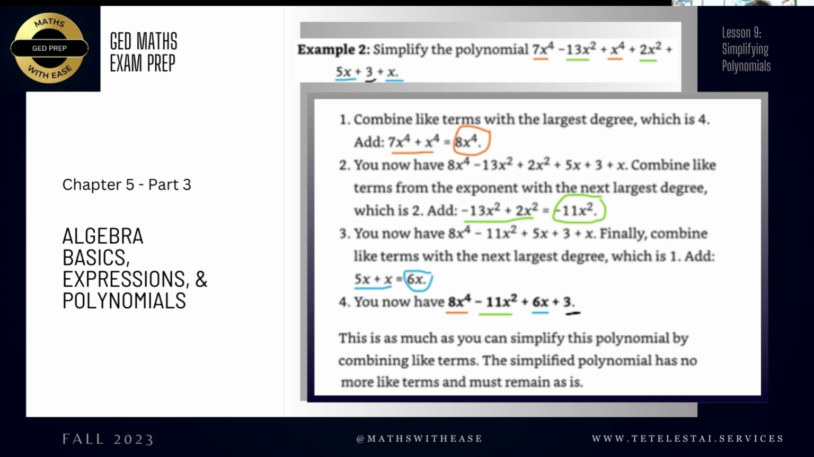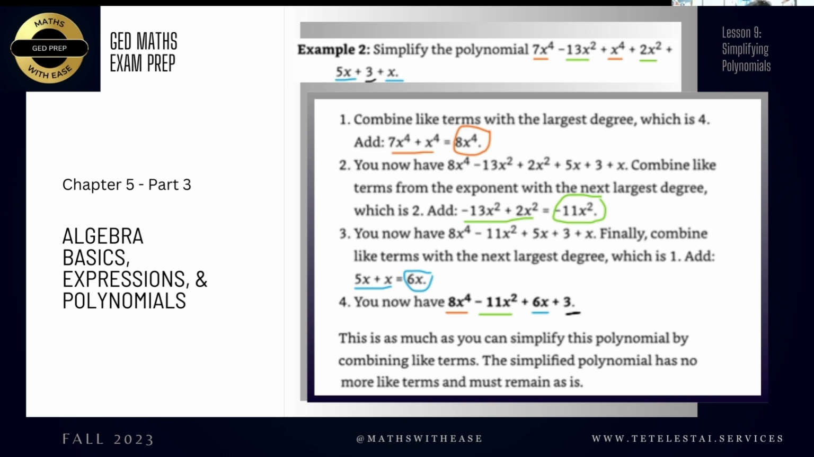Then you go on to group your next set of terms. So now we have 8x to the power of 4. You write that down, and then look at your expression for the next terms that are similar. We have negative 13x squared and 2x squared, so you would group those together. Negative 13 plus 2 is negative 11. From negative 13x squared plus 2x squared, we get negative 11x squared.